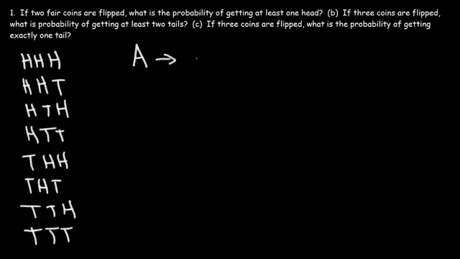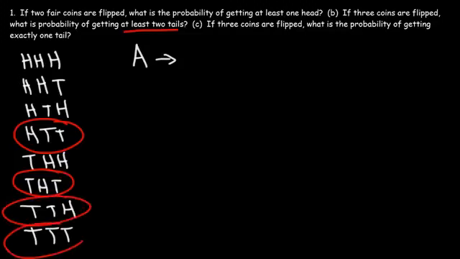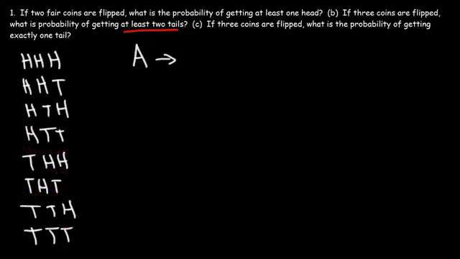So now let's call the event A. We want to get at least 2 tails. So which of these outcomes contains at least 2 tails? We have 1, 2, 3, 4. So there's 4 potential outcomes that have at least 2 tails. Kind of mixed my words up there.